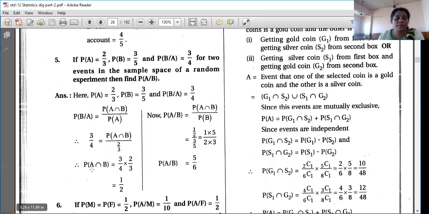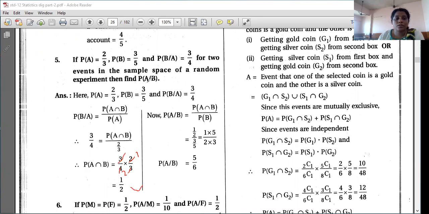Right? Now if we cross multiply, we will get P of A intersection B equal to 3 by 4 into 2 by 3. Here 3 and 3 will cancel, and the 2 ones and the 2 twos reduce, so we will get 1 by 2.